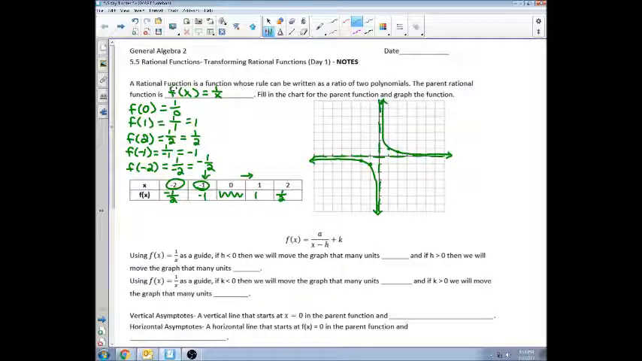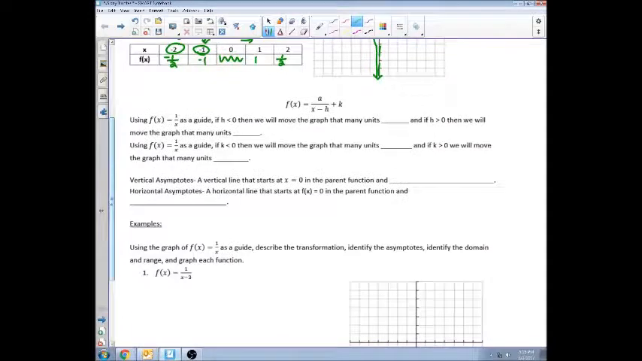Our parent function is what every movement is going to be based off of. So if you can imagine that in your head every single time you're doing one of these problems, and then just imagine taking this 0, 0 point and moving it where it tells us to, then you'll have a good idea of how we're going to move this graph. Okay? So using f of x equals 1 over x as a guide, or our parent function that we just talked about.